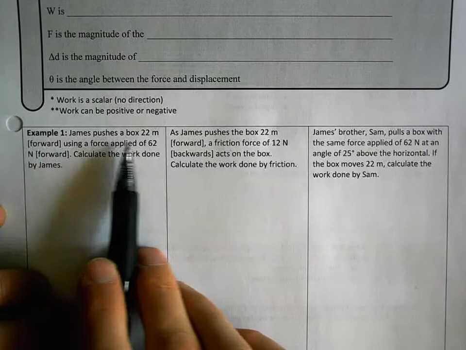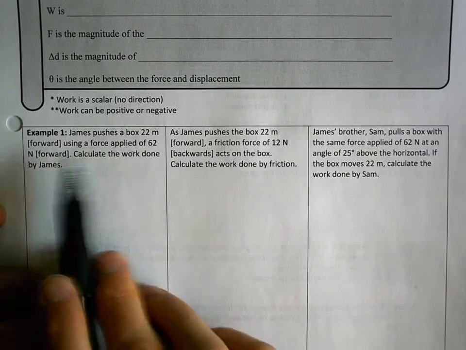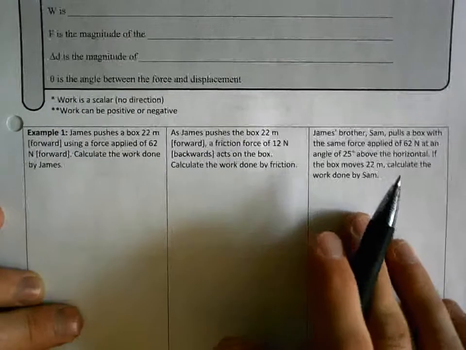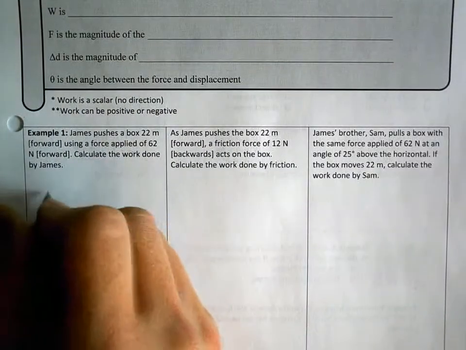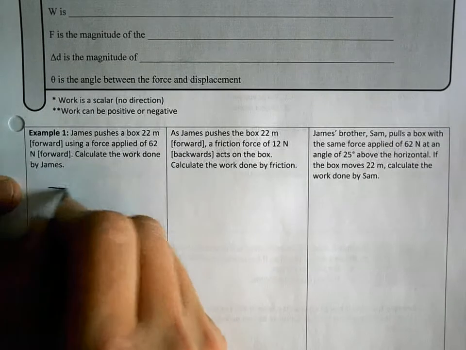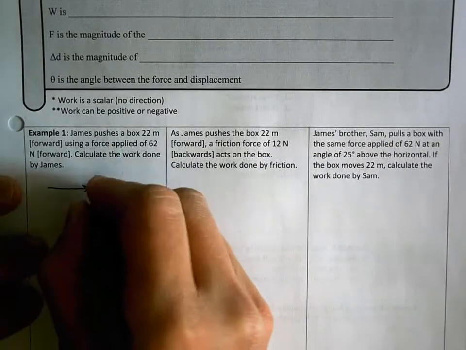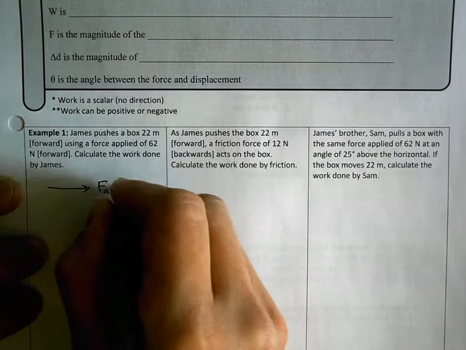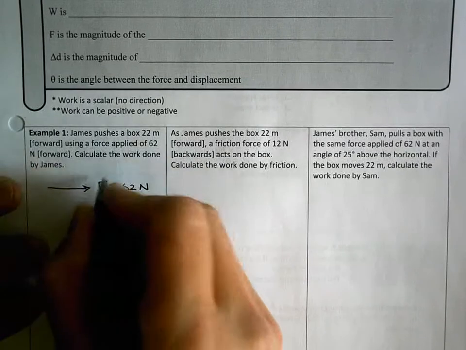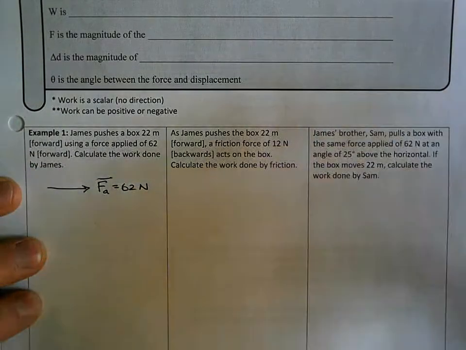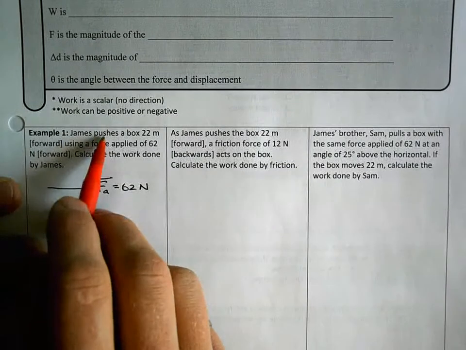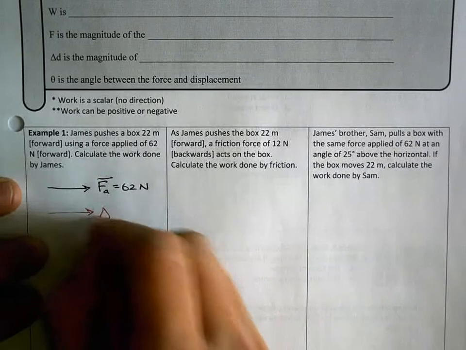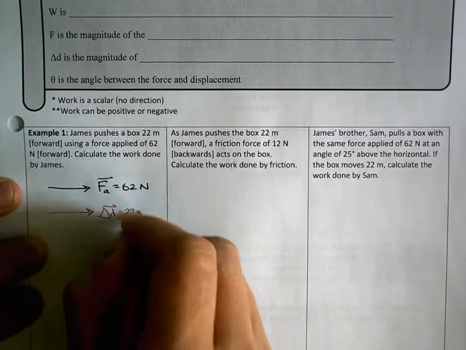Let's say James is pushing a box 22 meters forward using a force applied of 62 newtons forward. Calculate the work done by James. For these three examples, we're going to just draw out all the forces involved. We're not really going to do a free body diagram, but we'll write that the force applied here is 62 newtons. And then we have the displacement. Well, the box travels in the same direction, so 22 meters. So we're going to go delta D equals 22 meters forward.